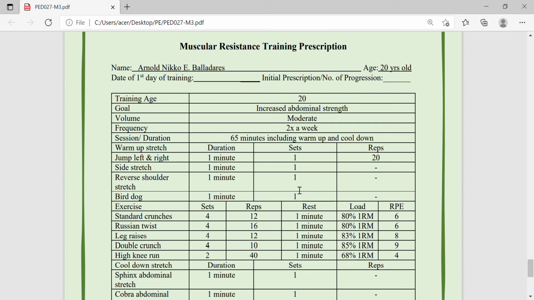As I've examined my client in the postural assessment, I've noticed his slight protracted shoulder. So this warm up will help his posture become a little bit better. Last is the bird dog. This would be for 1 minute, one set. This warm up allows for correct movement, control, and stability of the whole body. A preparation for his actual exercises.